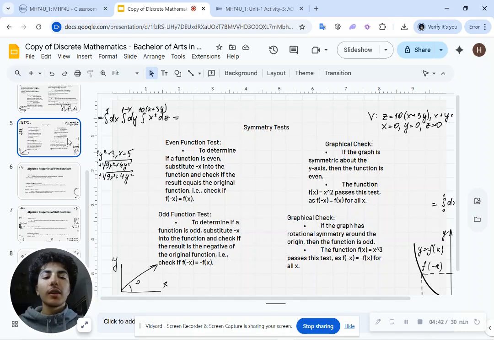Graphical check for the odd: if the graph has rotational symmetry around the origin, then the function is odd. The function f(x) = x^3 passes this test as f(-x) = -f(x) for all x's.